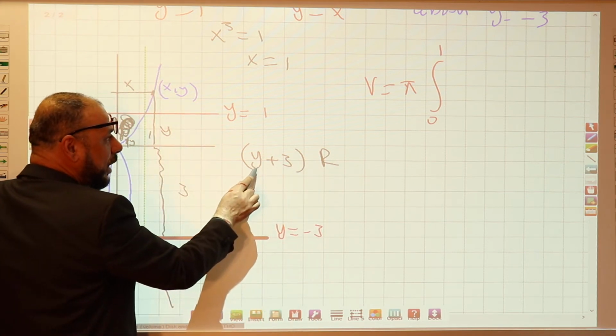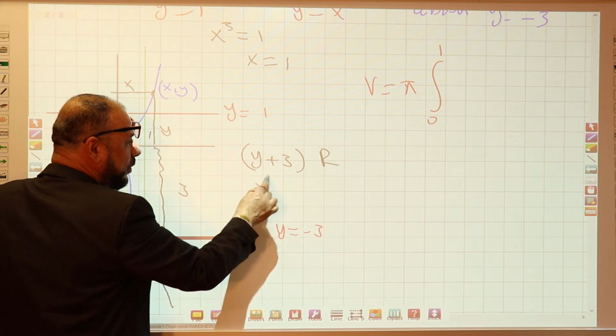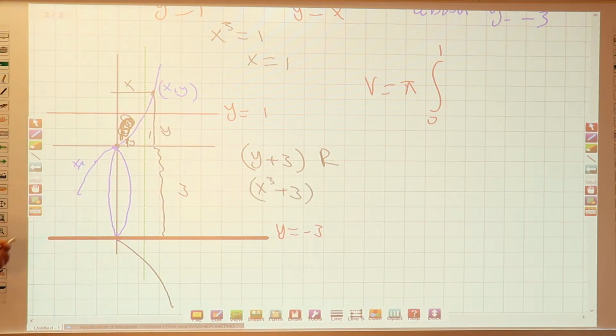But I know the big radius. But I know y is what? X cubed. Wow. Okay, good. Then let me explain.